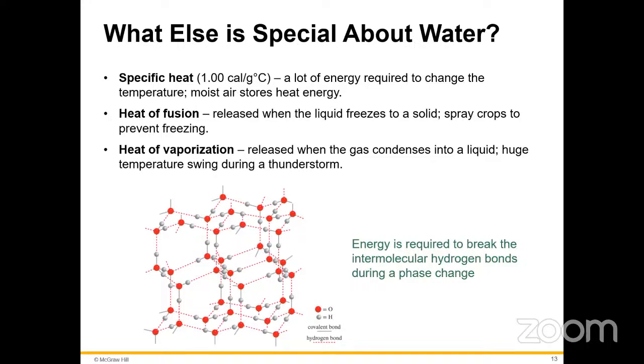Another consequence of hydrogen bonding is the fact that water has a high value for these particular quantities. The specific heat is higher than most other substances, again, because of hydrogen bonding. The heat of fusion and heat of vaporization are also relatively high, again, because of hydrogen bonding. And again, the reason for these values being relatively high is because of the relatively high energy needed to break these hydrogen bonds as you go from the solid state to the liquid state.